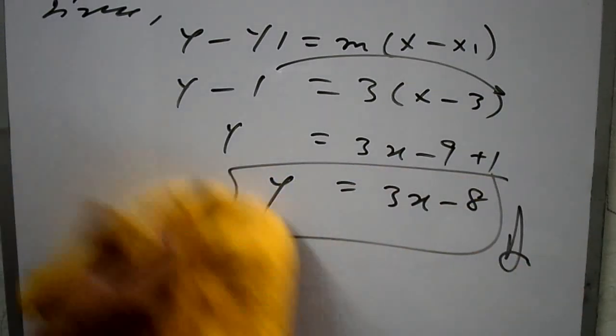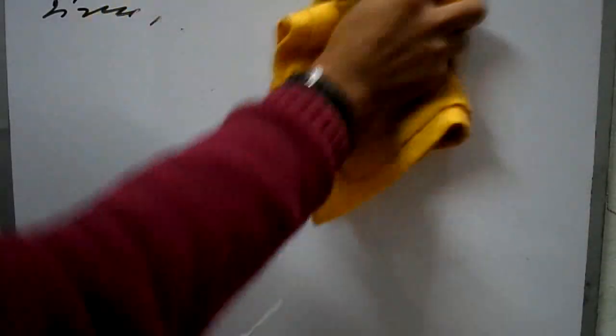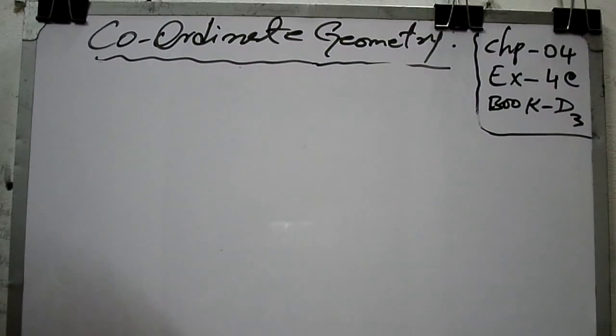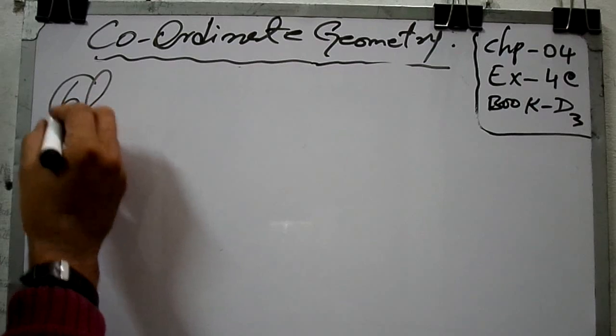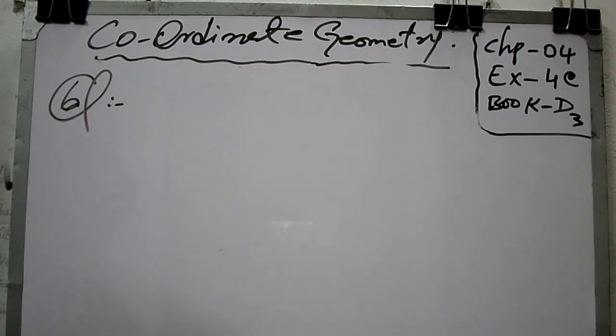Coming to question number 6. Read the statement. The line 3x plus 4y is equal to 24 cuts the x-axis at point A and the y-axis at point B. Find the coordinates of A and B, the length of AB, point C on the line such that C is equidistant from the x-axis and y-axis, and D, the equation of the line OC where O is the origin. First, coordinates of A and B.